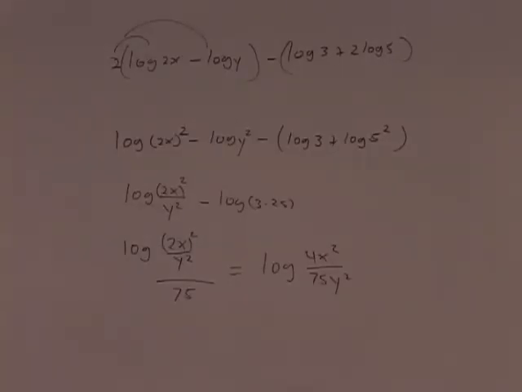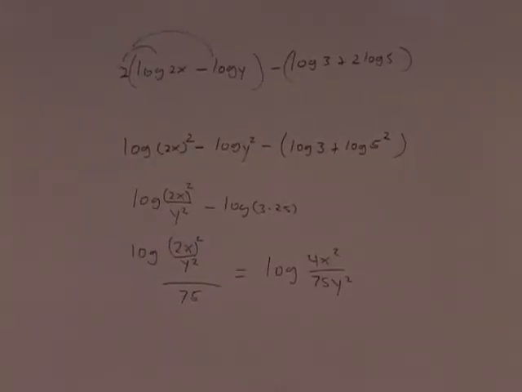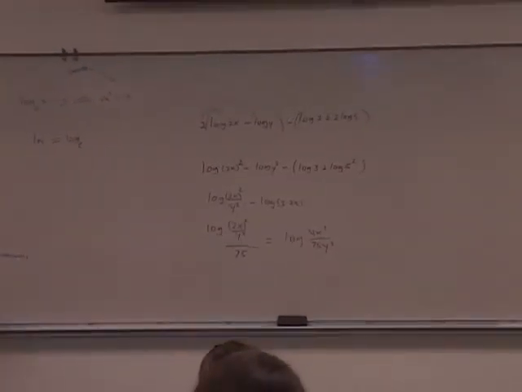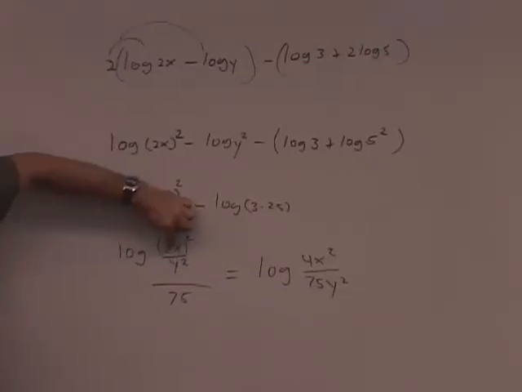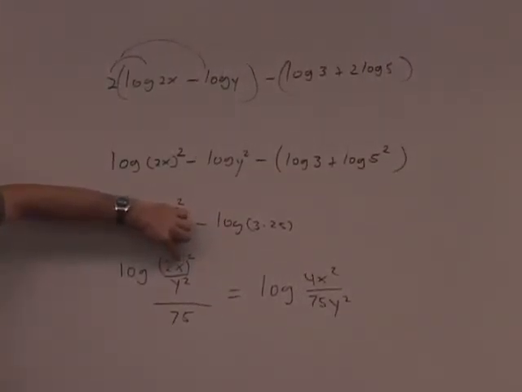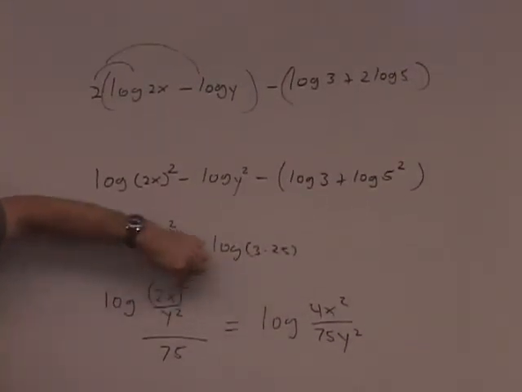How did you get a 4? When you have multiplication in here, you apply the exponents to both pieces. So 2 squared is 4 and x squared is x squared.